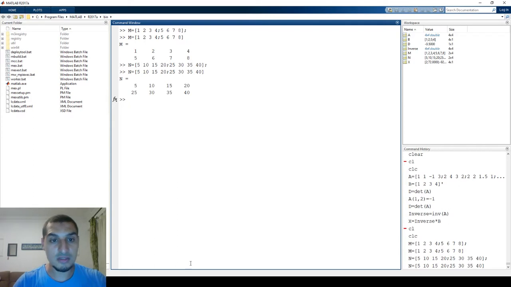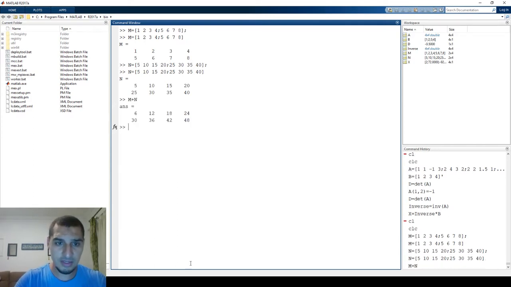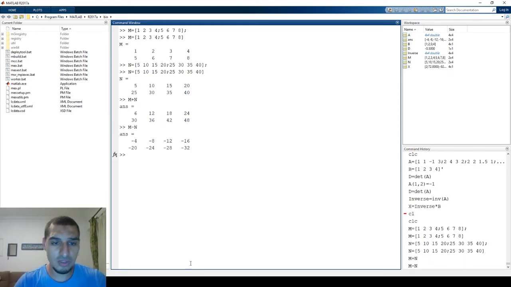I want to see this. So if I want to add the two matrices, it's pretty simple. Just add these. So addition and subtraction is pretty straightforward.